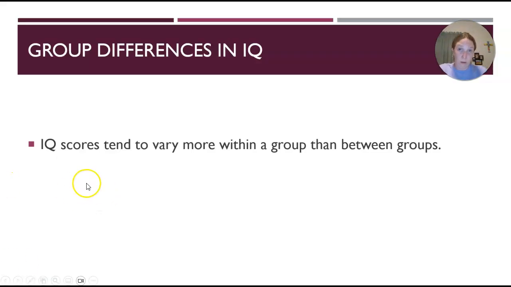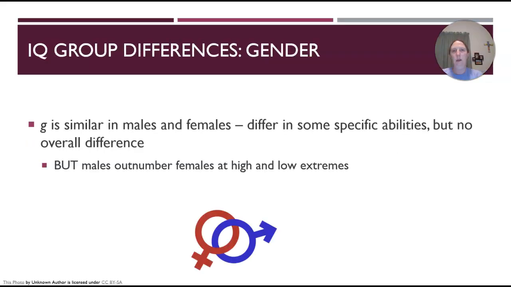So as a whole, what research on IQ tests tells us is that IQ scores tend to vary more within a group than between groups. What I mean by that is, we're going to talk about gender in just a second, but if we have a whole bunch of males and a whole bunch of females taking IQ tests, we actually don't see that much difference between males and females, but you might see a lot of difference among all the males and a lot of difference among all the females. Let me get to that on the next slide.